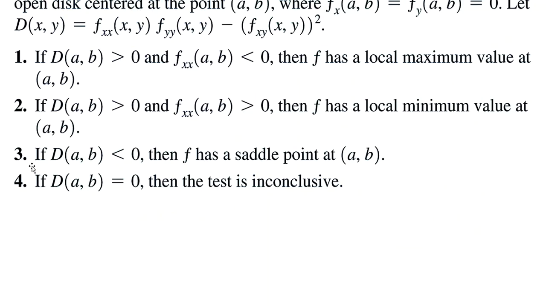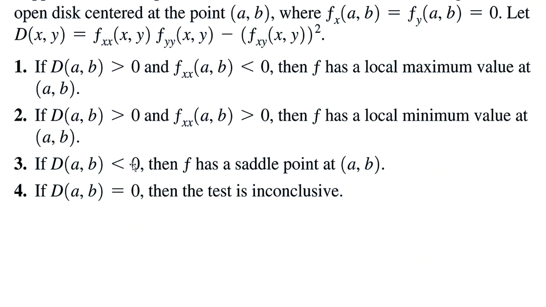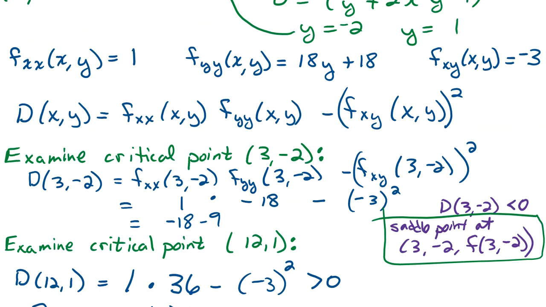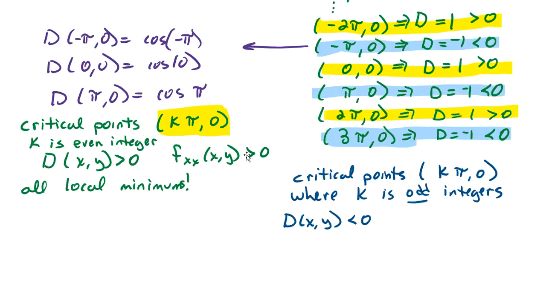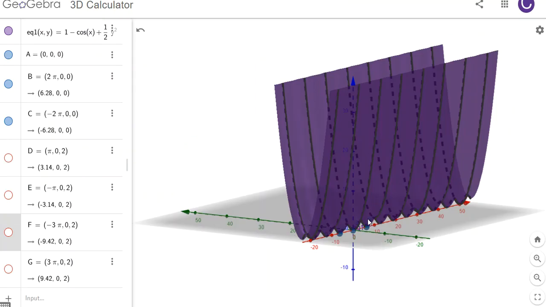Let's see what that tells us. I think we only have one option there. If that's less than 0, then we have saddle points. We don't have to check anything else, which is good, less work to do. So these are saddle points. Infinitely many saddle points. Let's go take a look at that graph again and see if we can find those saddle points.